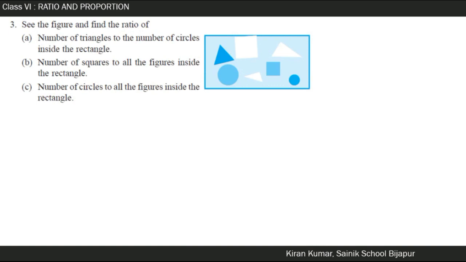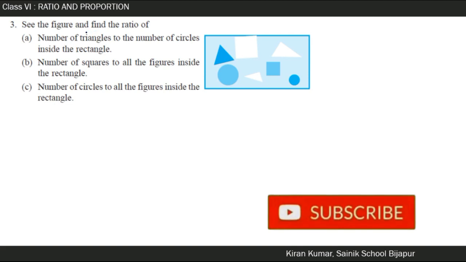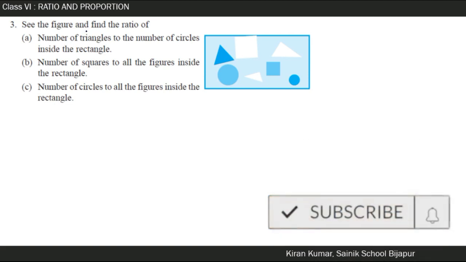Question 3. See the figure and find the ratio of the number of triangles to the number of circles inside the rectangle. The second one is to find the ratio of the number of squares to the number of all the figures inside the rectangle. In the third, we need to find the ratio of the number of circles to all the figures inside the rectangle.